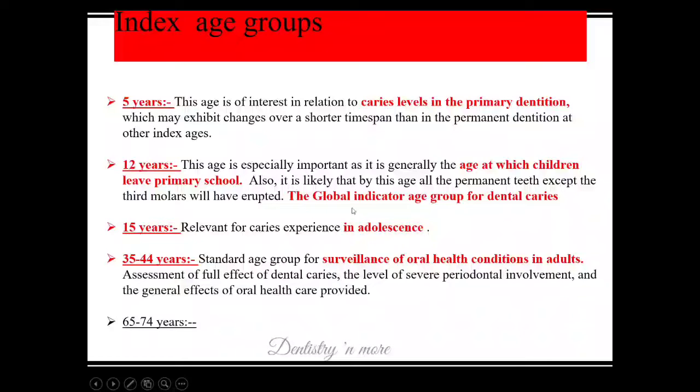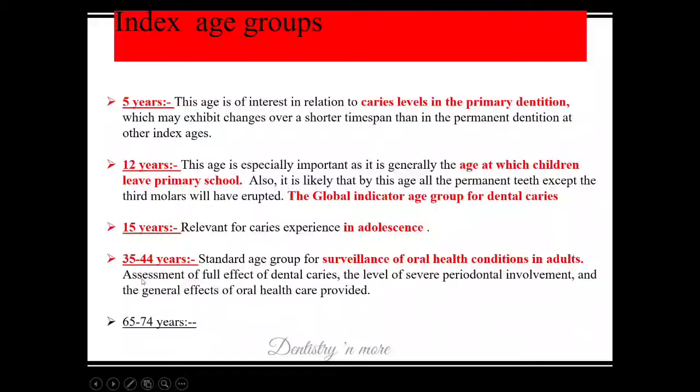So it is also known as the global indicator age group for dental caries. At 15 years, it is the age where the permanent teeth have been exposed to the oral environment for 3 to 9 years. And this is also important for the assessment of periodontal disease indicators in adolescents.